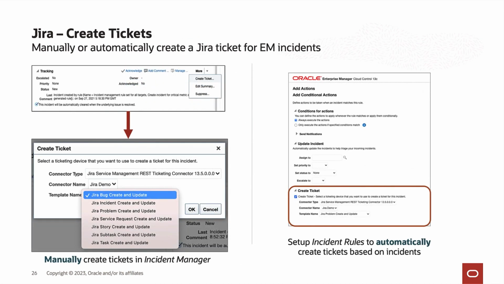There are 2 ways to create Jira tickets from the EM console, manually or automatically. In the manual process, users can highlight an incident listed in the Incident Manager page. Once an incident is highlighted, navigate to the tracking section of that incident and manually create a ticket directly from there. In the automatic process, you will have to navigate to the Incident Rules page and create a rule set with an action that automatically creates Jira tickets based on incidents. If you create new templates, they will appear in the drop-down list as another template option.